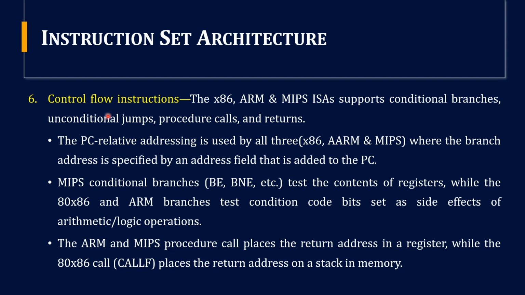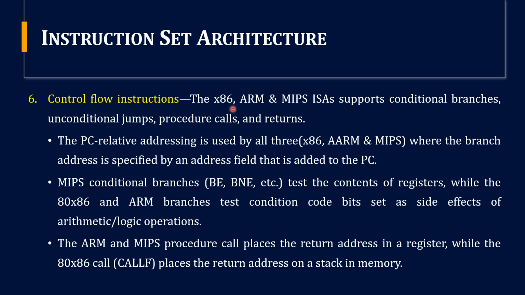Okay, now let's discuss the sixth dimension, that is the control flow instructions. These instructions control the flow of instruction execution. Normally, the instructions are executed in sequence order, right? That is, the instructions which are stored in successive memory locations will be executed. Instead of that, if you want to jump to another location, we can do that with the help of these control flow instructions.